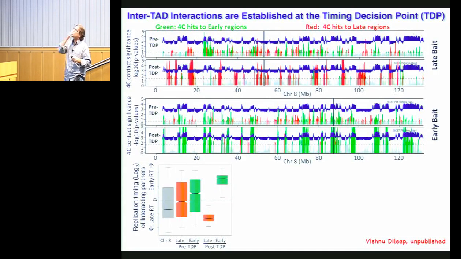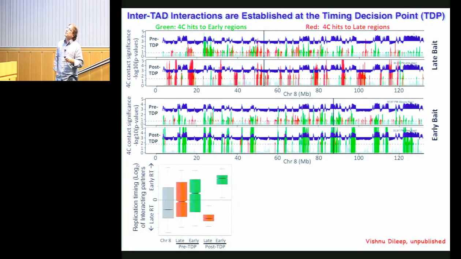Okay, so now you should be able to see that whether you're a late bait or an early bait, in the pre-TDP stages, the hits, the interactors, are labeled green for early regions and red for late regions. So you should be able to see that in the pre-TDP stages, whether you're a late or an early bait, you interact more or less randomly with early and late sequences throughout the chromosome.